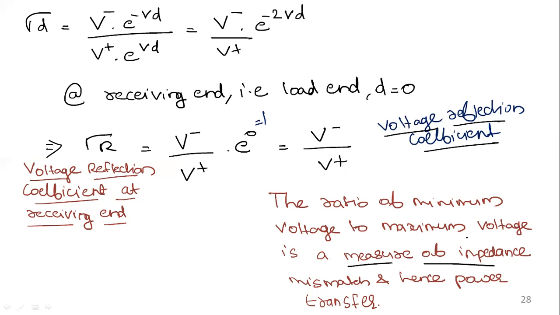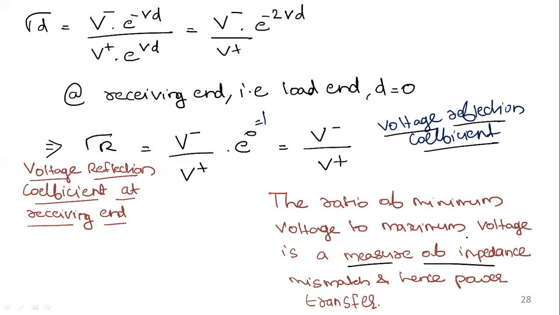So from the sending end to the receiving side, it is a load side. Whatever load we are using, any kind of motor or whatever we are using, from the sending end to the receiving end, the amount of power transfer depends upon the impedance mismatch, which is actually the ratio of the reflected wave to the incident wave.